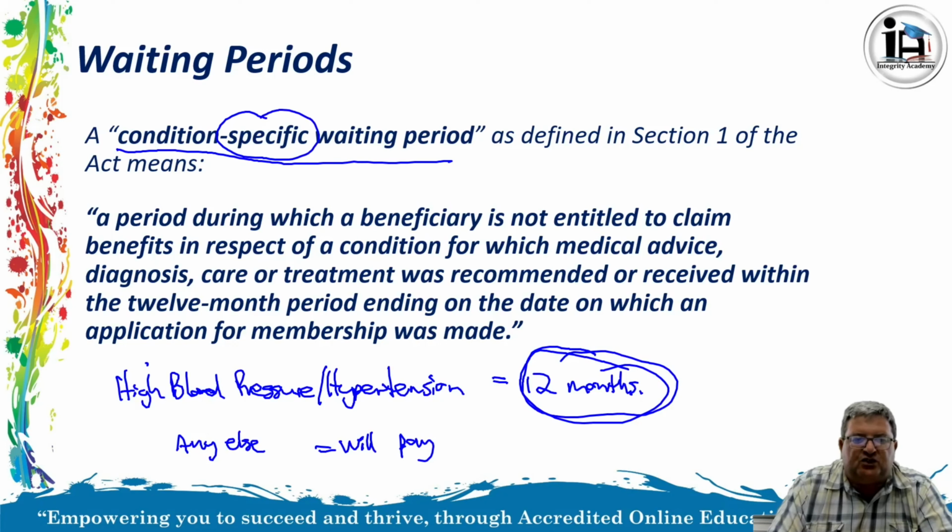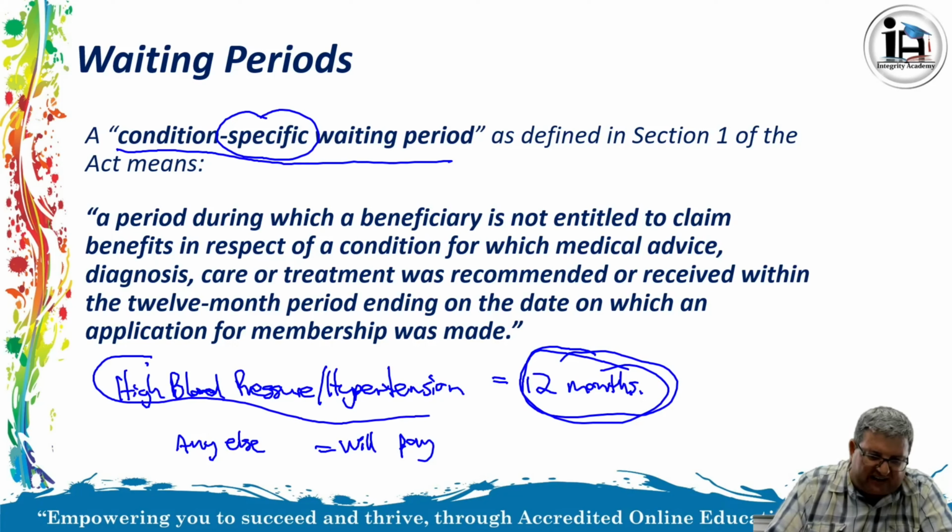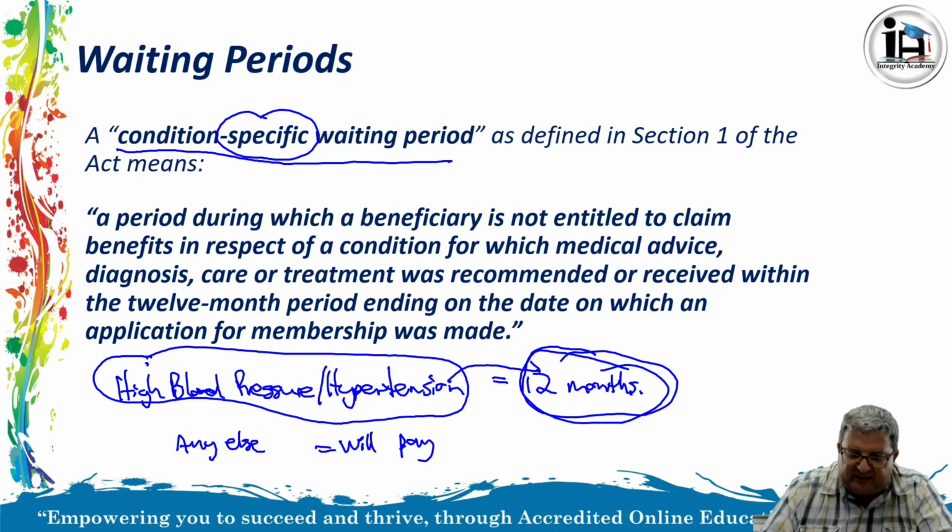Actually, they could have just called it specific condition waiting period. Now they swapped it around to condition-specific. For that specific condition, they exclude for 12 months, but not the rest. Okay. That's the difference between the two.